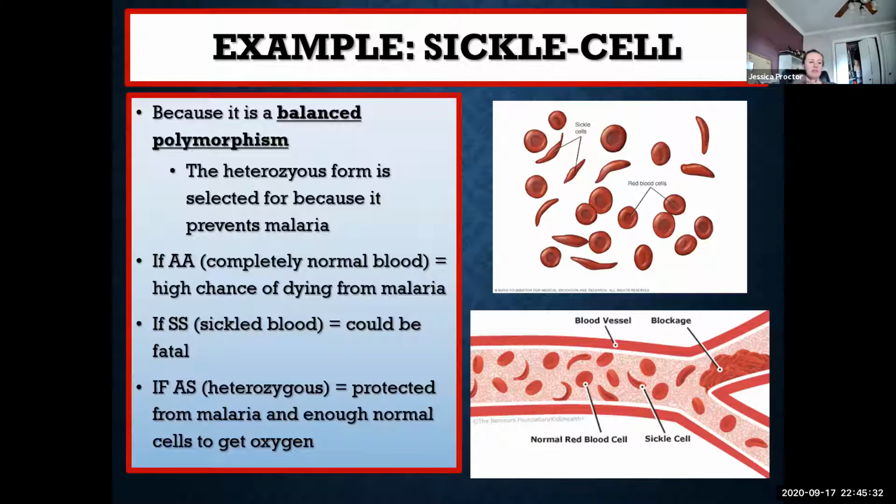Okay, so if you're the AS genotype, that's what you want to be. If you live in a region where malaria is endemic and you could pick, you would want to be the AS genotype, because it prevents you from getting malaria, and you also don't have sickle cell.